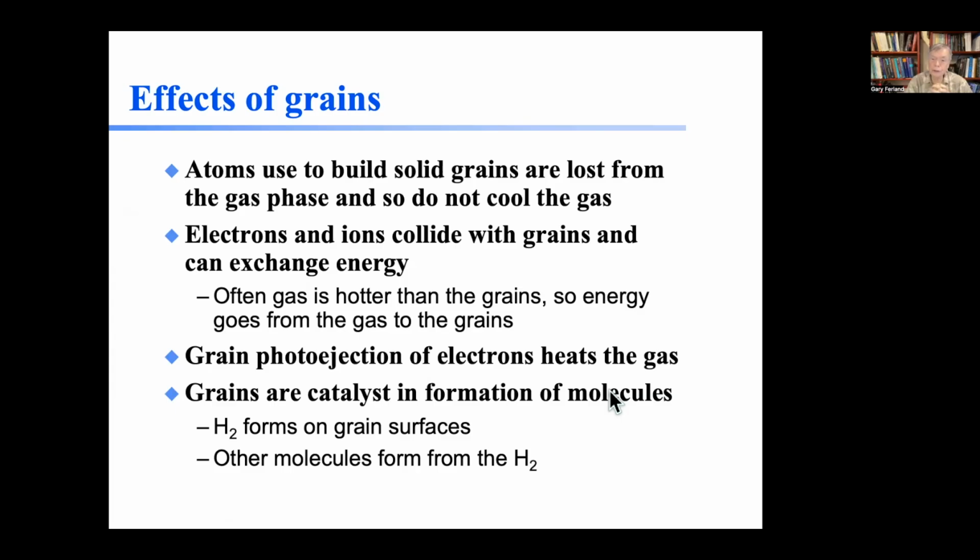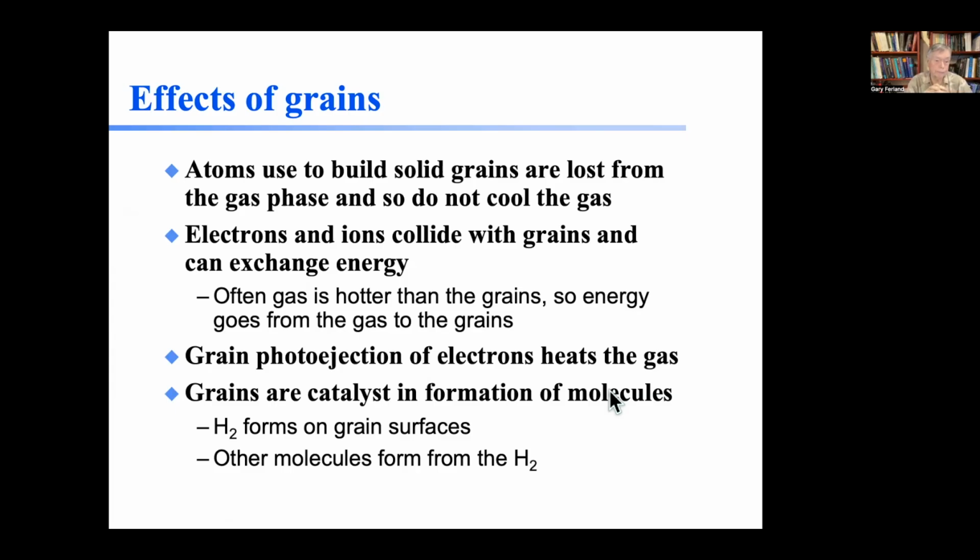Next is what's called collisional energy exchange. Electrons and ions collide with the grains and they exchange energy in the collision. They're trying to come to the same temperature. The gas and the dust are not at the same temperature. In the H plus layer, the gas is much hotter than the grains. In the PDR, the grains can often be hotter than the gas. When they collide with each other, they come towards the same temperature. So in the H plus layer, the hot electrons are cooled by collisions with the grains, which is an extra cooling. In the PDR, the grains are hotter, so the grains tend to increase the temperature in the PDR.